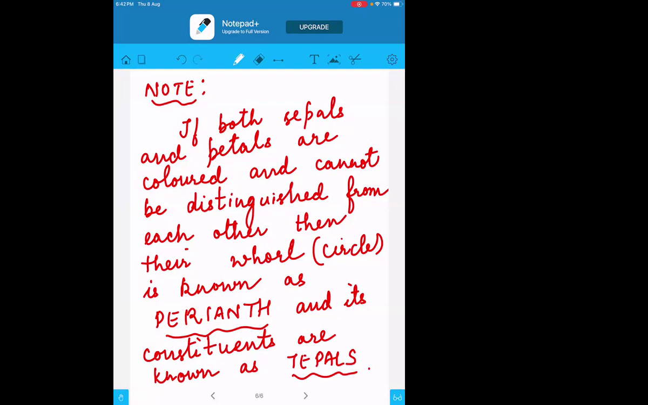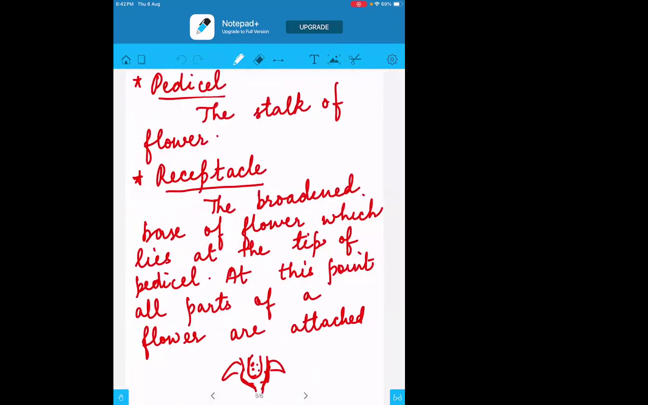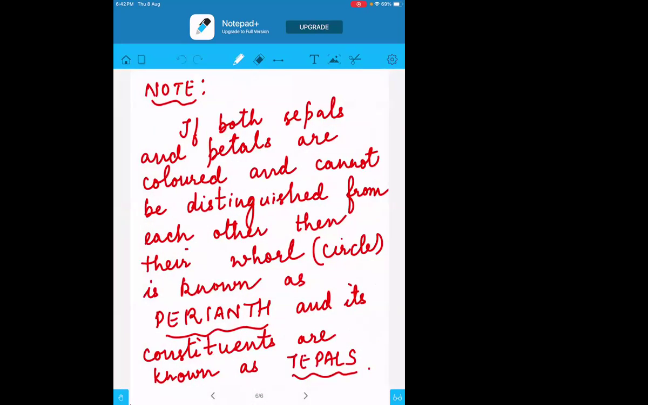Ma'am, can you once again explain what is perianth? Perianth means, see, the sepals are generally green in color. The petals are generally colorful, right? Now in some of the flowers, the sepals are also colored, also colorful. So when sepals and petals both are colorful, you cannot say which part is sepal and which part is petal. In this condition, where you cannot identify which is sepal and which is petal, that condition is known as a perianth. Okay.